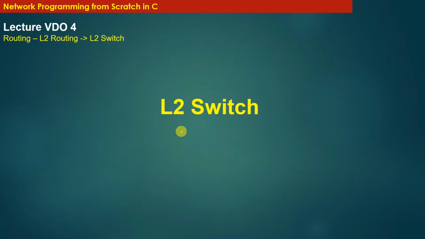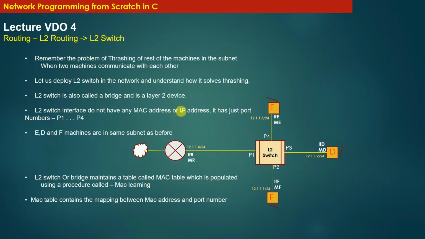So welcome back guys. We're going to learn L2 switch in this module. So remember the problem of thrashing. We discussed thrashing in the last module, where the rest of the machines in the subnet are affected when two machines communicate with each other. So let us deploy an L2 switch in the network and understand how it solves the problem of thrashing.